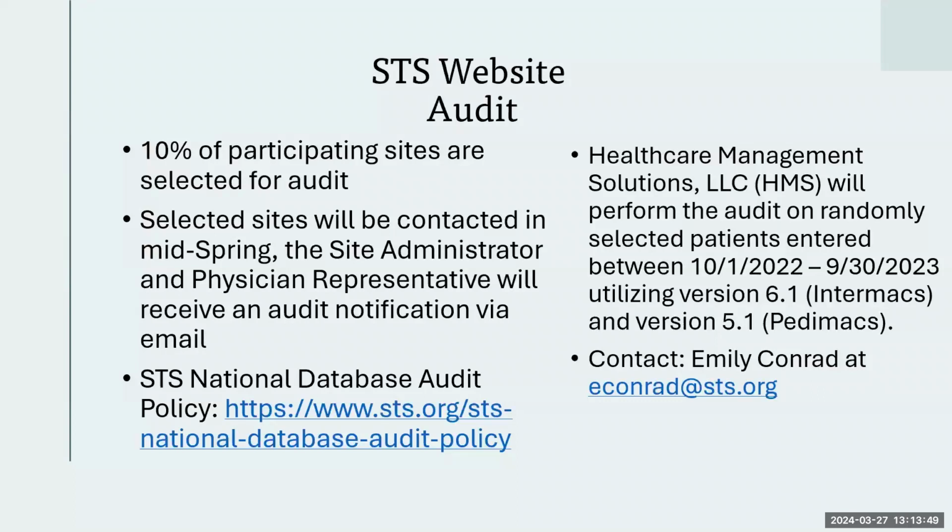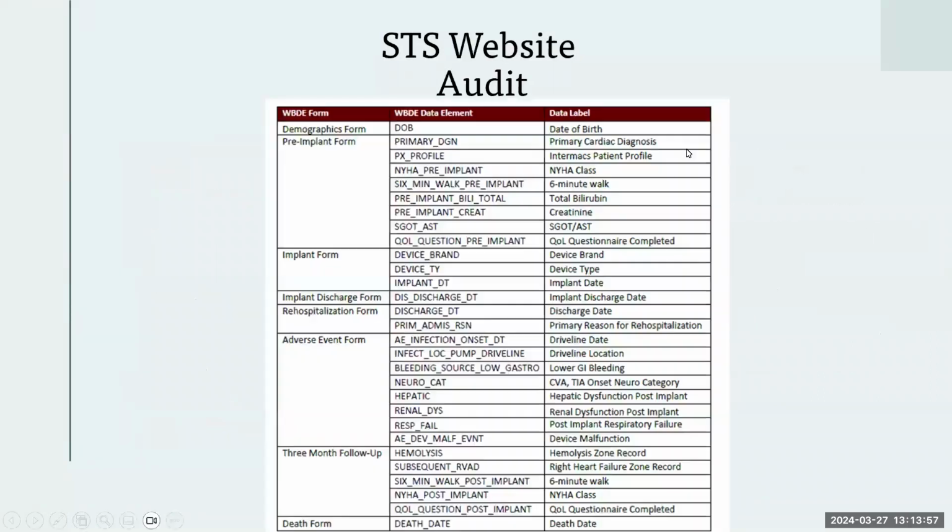And when you receive those letters, all the information that you need to know and what to do is included in there. And then these are the variables that are being audited this year. You can see that we pull a couple of variables from each of the forms.